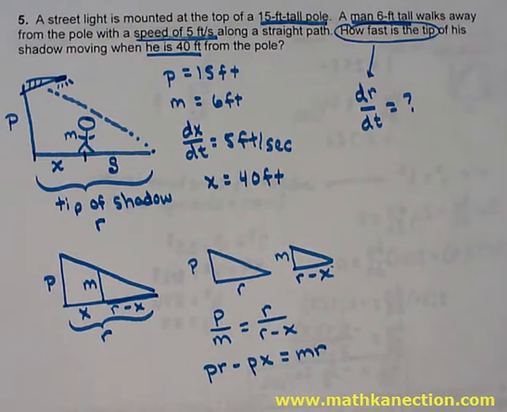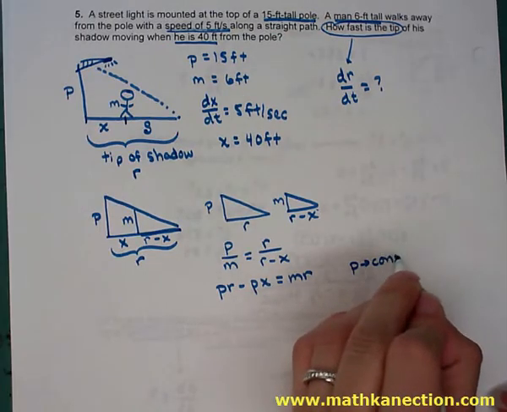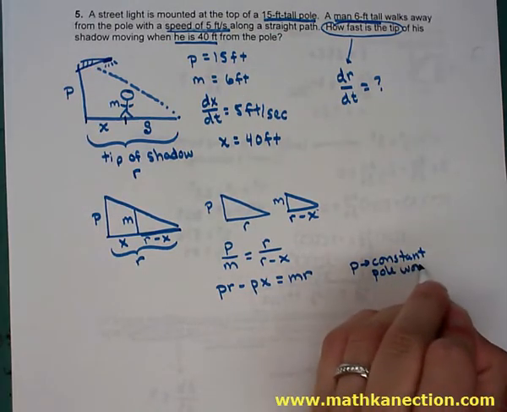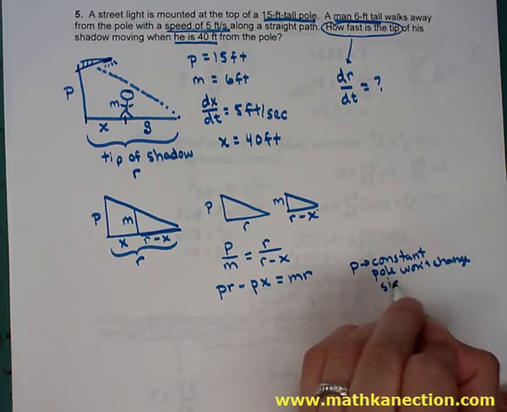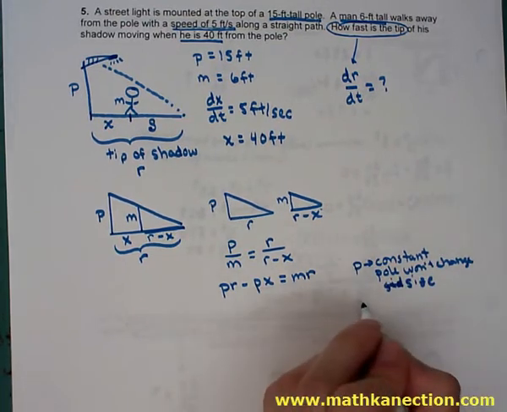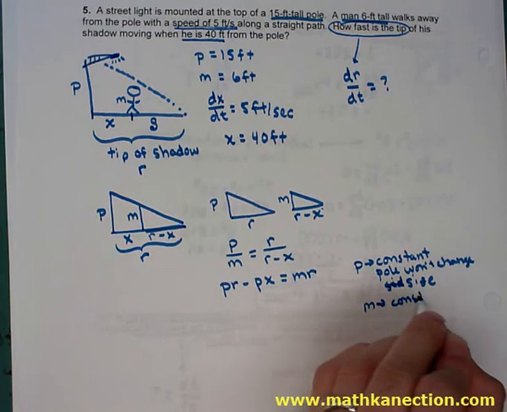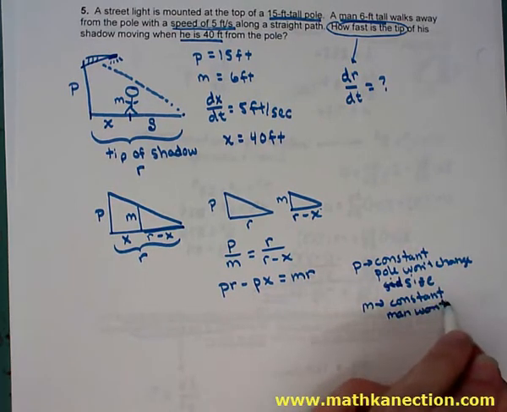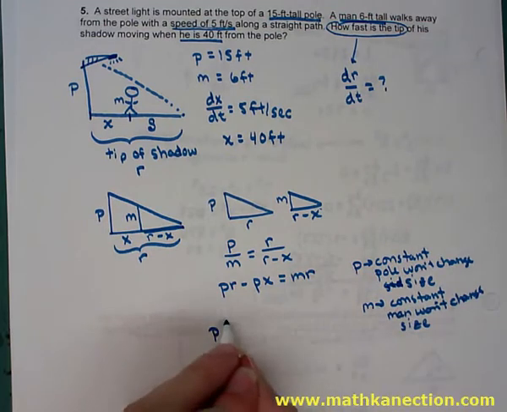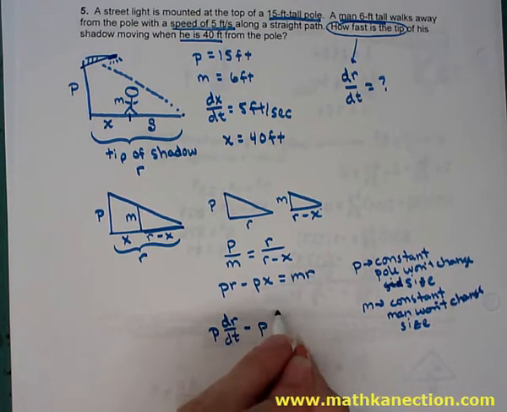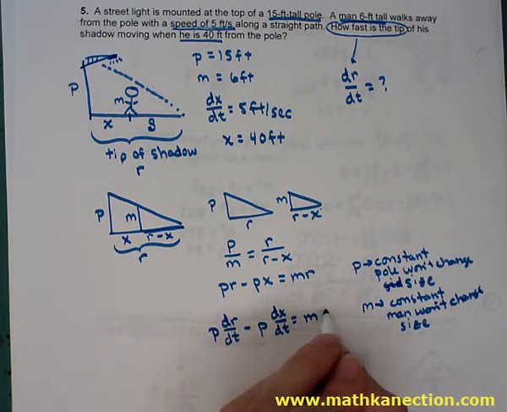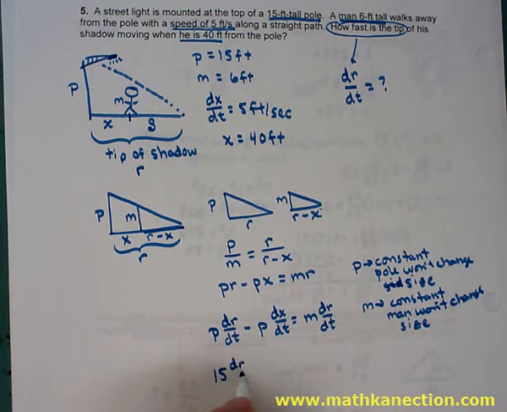Then to think about the problem, what is constant and what is changing, the value of P is going to be constant because the pole will not change size. And the value of M also will be constant because the man's height will not change size. So when deriving, those are just numbers. P and M are just constants or coefficients. So taking the derivative of PR is going to be P dr/dt. Derivative of PX is just P dx/dt. And derivative of MR is M dr/dt. Again, no product rule because P and M were constants.